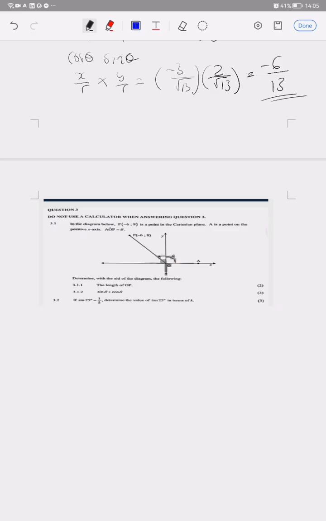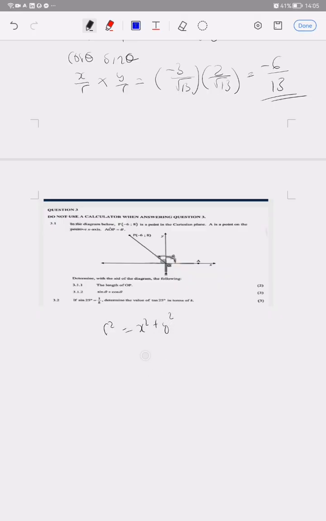Right, so what do you have here? We are given x, we are given y, and we are left with r. We don't have r, so in this case r is OP. The first question says calculate the length of OP, which is r. So I'm just going to say r squared is equal to x squared plus y squared.